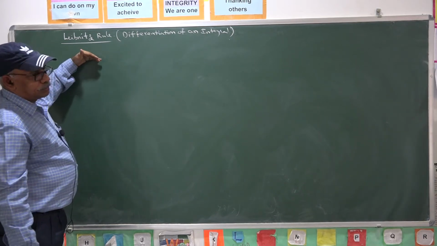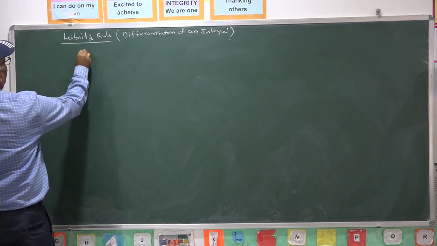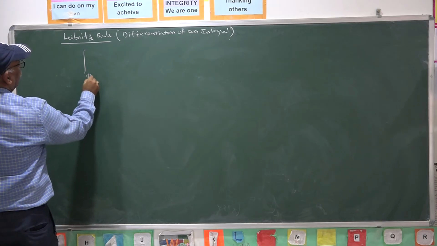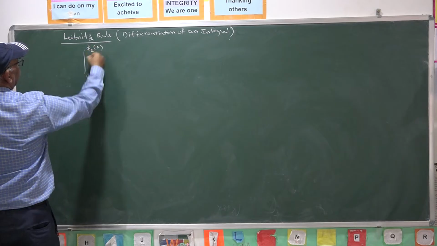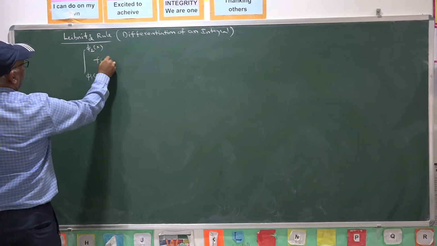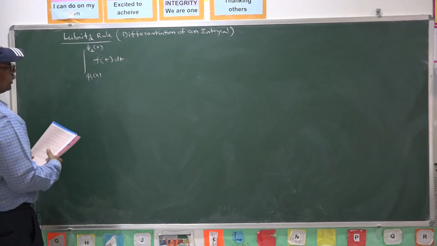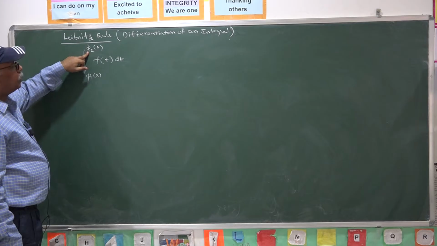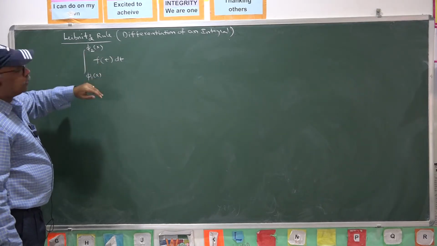That is the rule. So, by Leibniz rule, we have the integral from phi 1 of x to phi 2 of x of f of t dt. This is the integral. Here the lower limit is phi 1 and the upper limit is phi 2. The given function is in terms of t or in terms of another variable, not x.